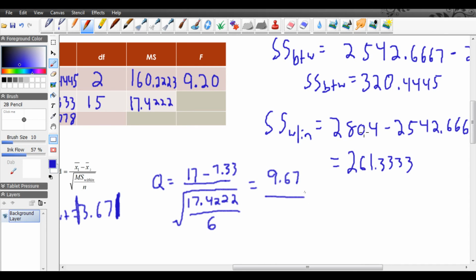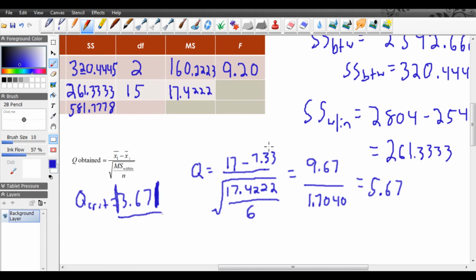And then in the denominator, to get our error term, we take 17.4222, divide that by 6, and take the square root, and we get 1.7040. So that's 9.67 divided by 1.7040, and we get 5.67 for that comparison, which is well above our Q critical value.